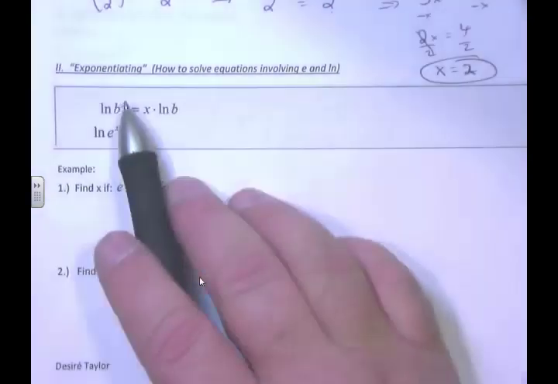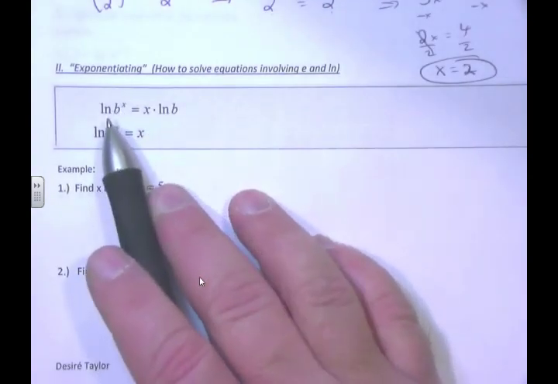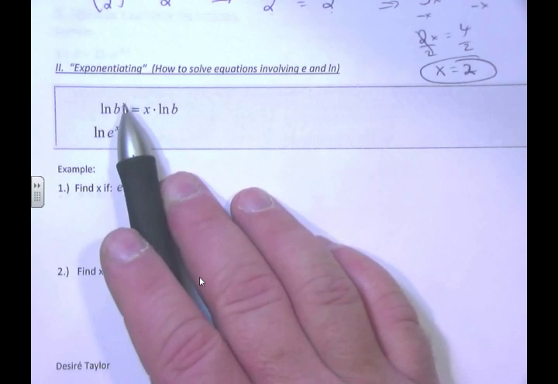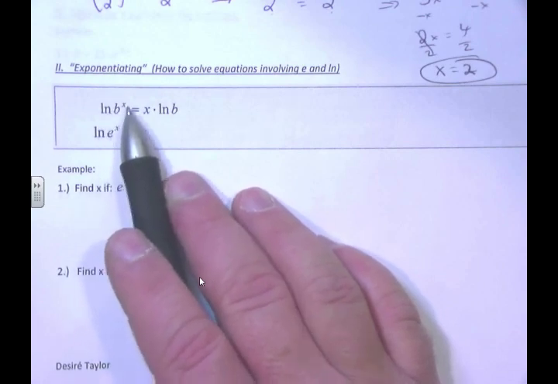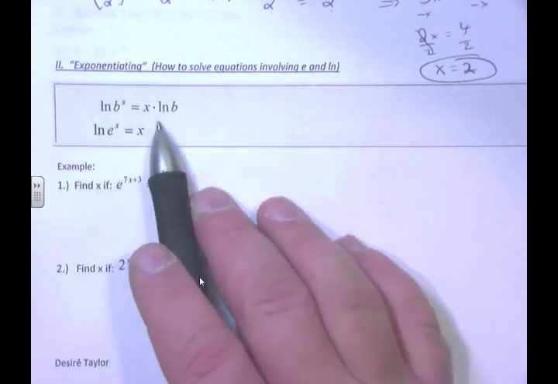So a couple of properties here about this natural log. If I have the natural log of b raised to the x, because this is a logarithm, where do exponents get to go?